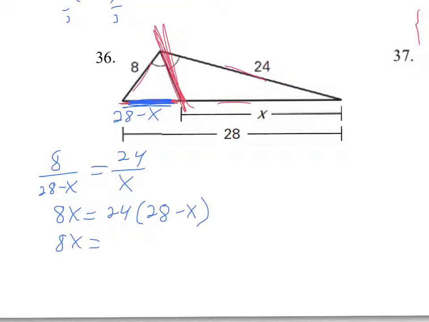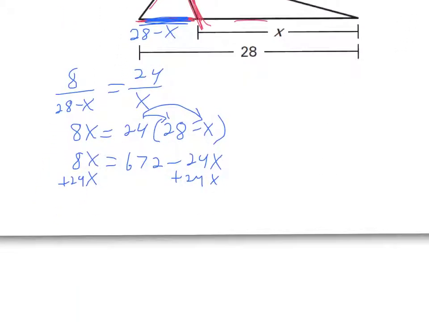So I'll definitely need to distribute there. 24 times 28 is 672. And I also need to distribute the 24 to the minus x, so that'll be just minus 24x. Then I'll add 24x, and that equals 32x. That's going to equal 672. So now divide 672 by 32, and I get 21. So my answer is 21.